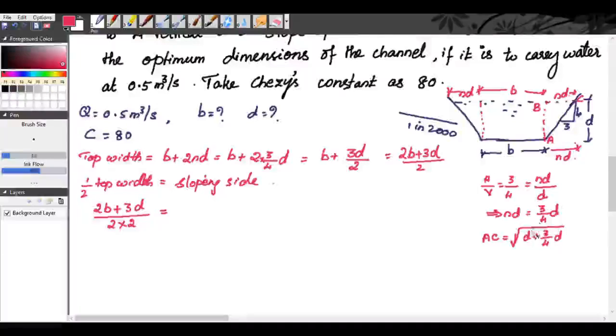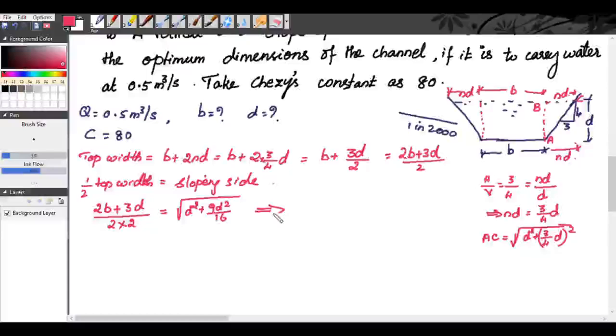So it is a square, right? d square plus (3/4 d) the whole square. Okay, we will write it as square root of d square plus 9d square by 16. So from this, we will write b in terms of d. You solve it, you can do this.